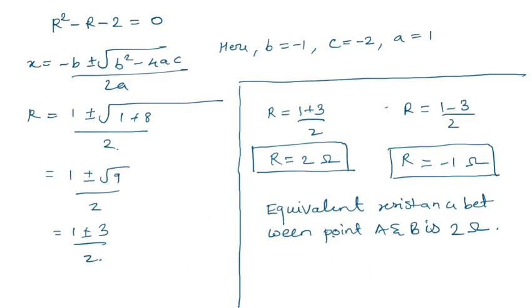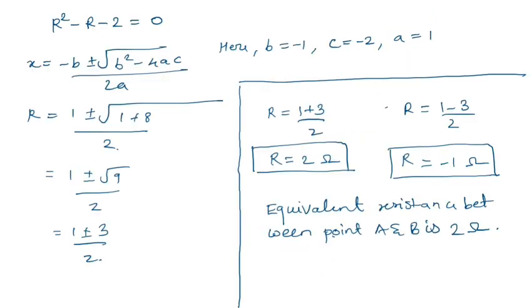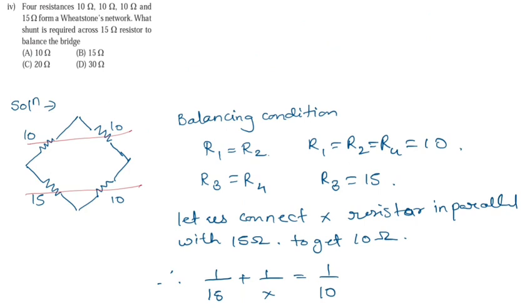What I wanted to find is R. By using the formula x is equal to minus b plus or minus under root b square minus 4ac by 2a, I can find its two possible values, which are R is equal to 2 ohms and R is equal to minus 1 ohm. So I will look at the options given. Here 2 ohms is the answer, because 2 ohm is given, and minus 1 ohm is not the answer.